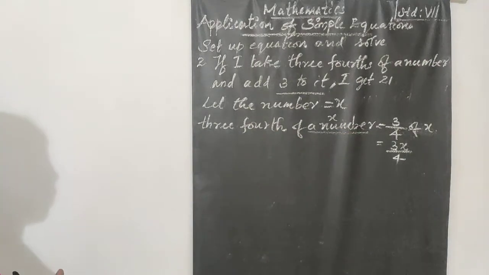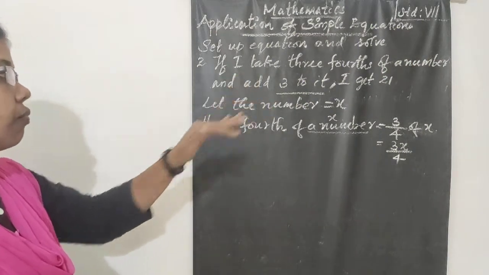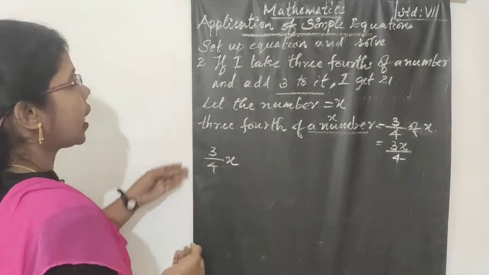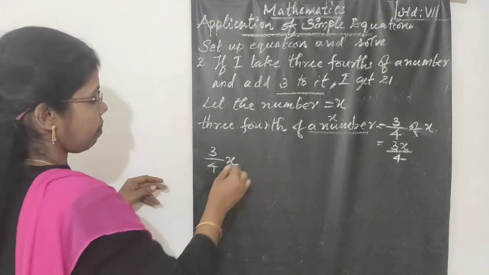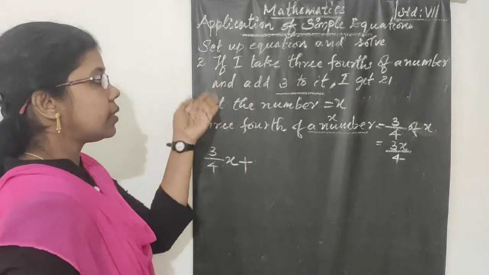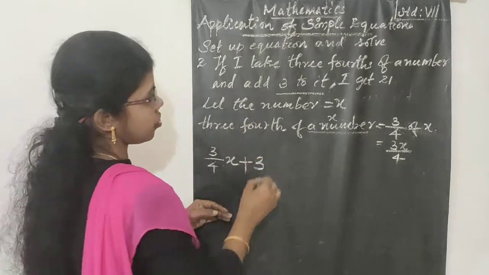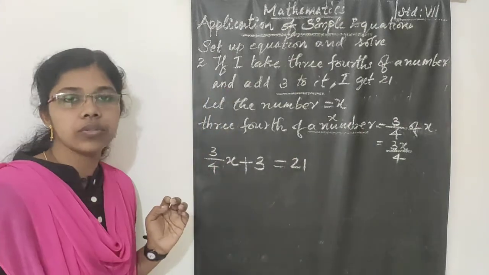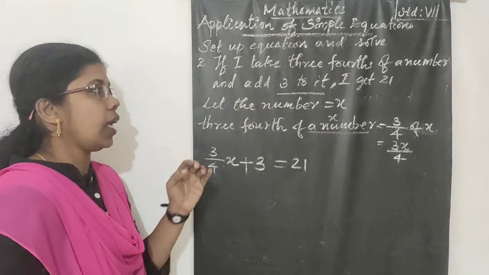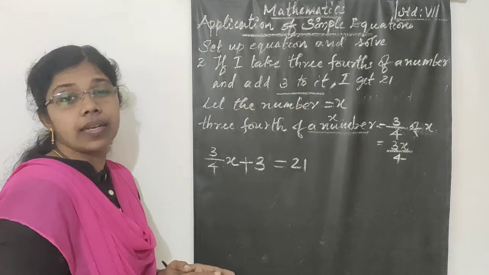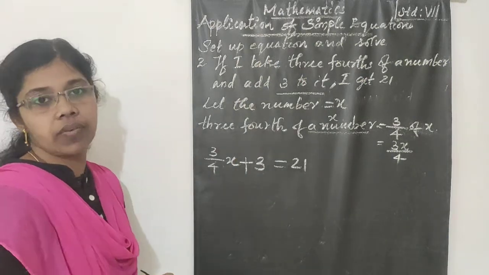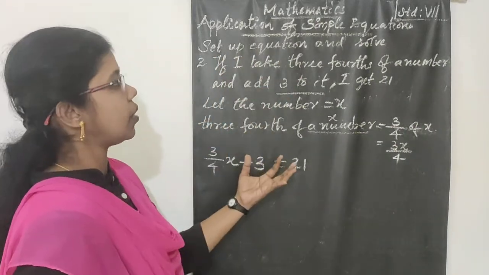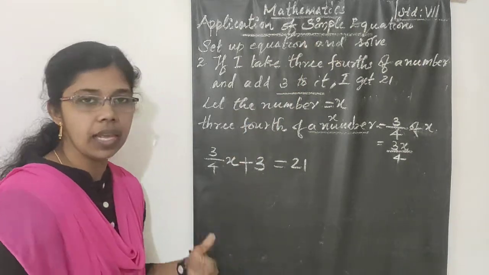Also given what? I take 3/4 of a number, and add. Add means plus. Add 3 to it. I get 21. Here in the sentence given, that sentence we change into an equation. First set up the equation and solve. Solve means find the unknown number.